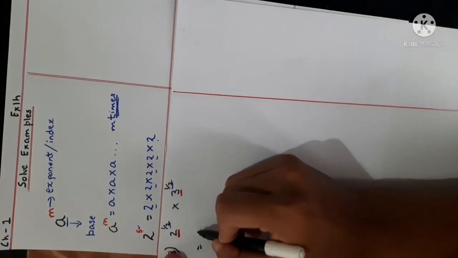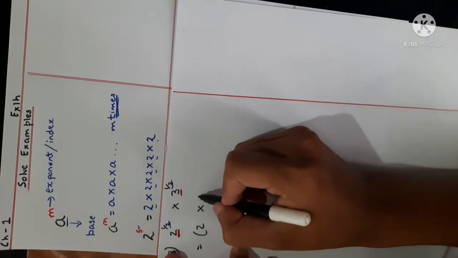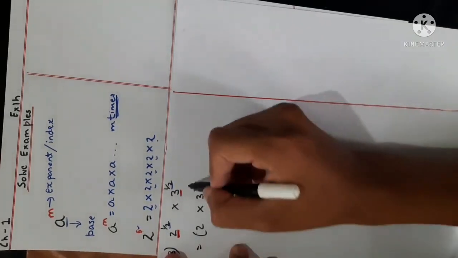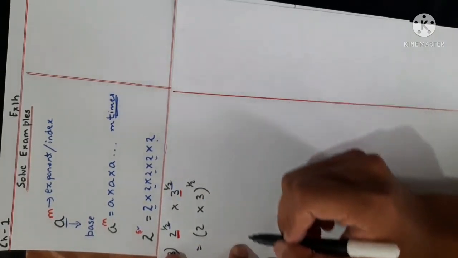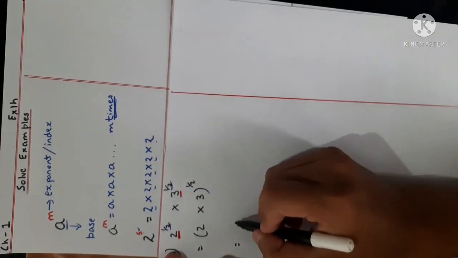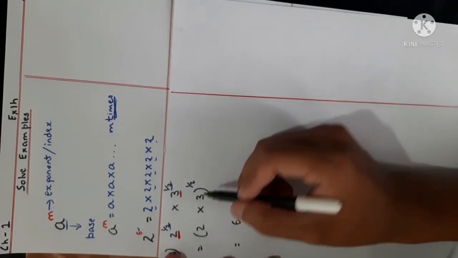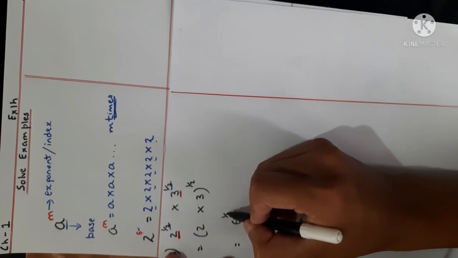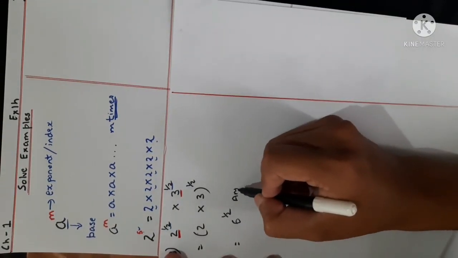So we group the bases and then we raise to the same power, which is half. This will be equal to 6. 2 multiply 3 equals 6, so raised to the power half. And this is the answer.